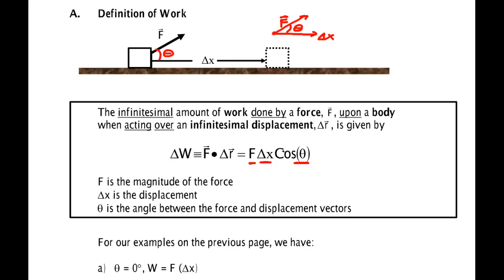This is a number. Maybe it's cosine of 60 degrees, which is 1/2. This is a number. Maybe that's 2 meters. And this is a number, 5 newtons. Multiply those three numbers together. When you do that, you're going to get a number, a scalar. That scalar number is called the work. We say it's delta W because it's just a small change in the work based on this small change in the path.